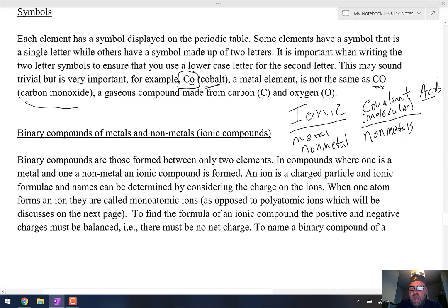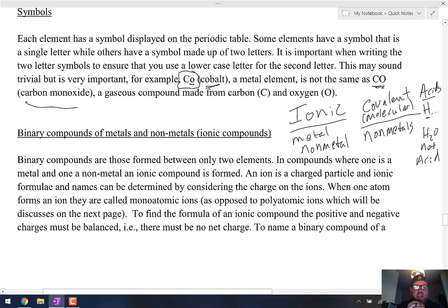Okay, and with acids, what you need to know for right now is that if something starts with an H, unless it's water, don't do it with water, if it starts with an H and then something after it, it's an acid, unless it's H2O. That is not an acid, it's water.